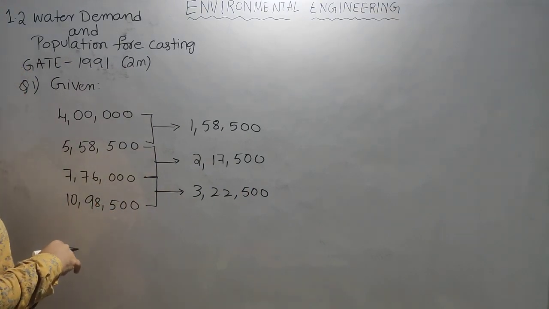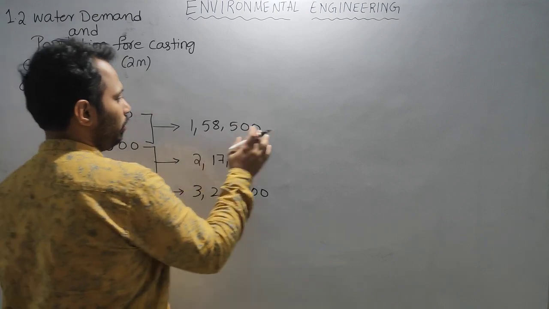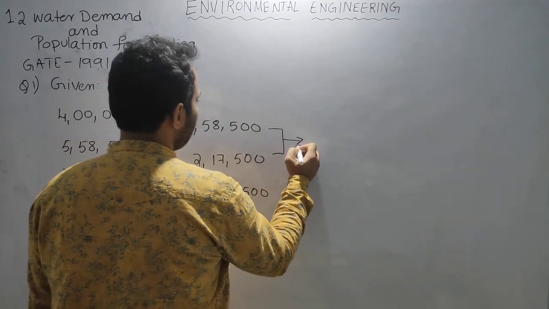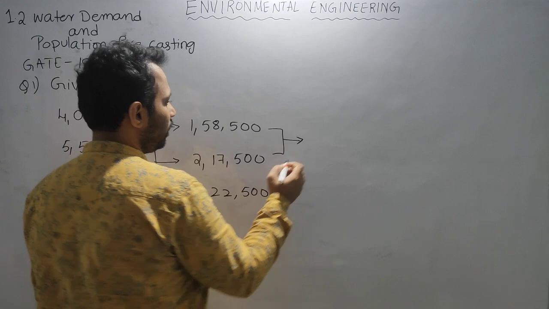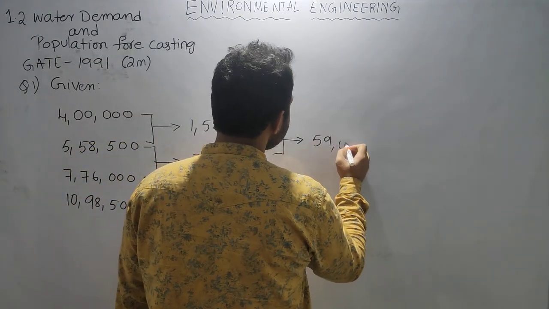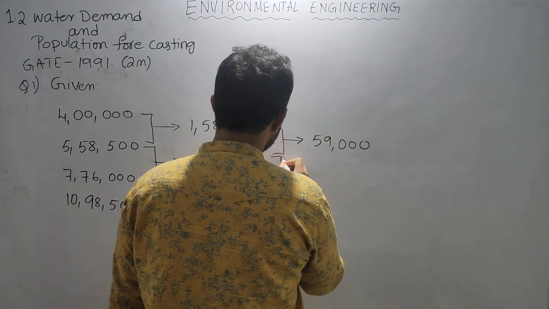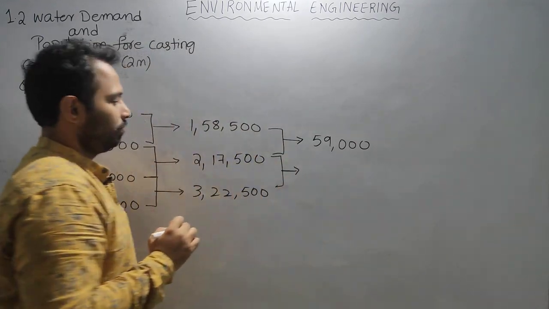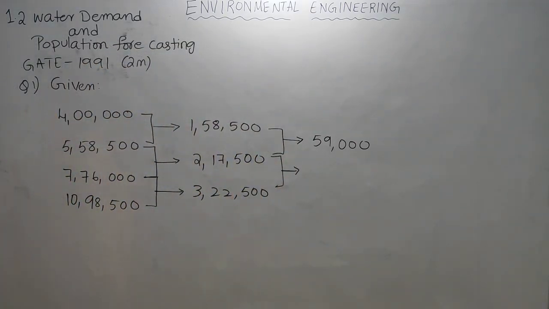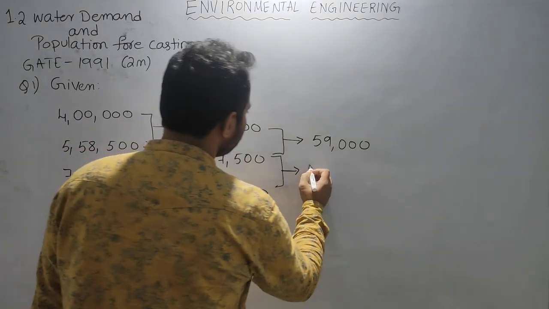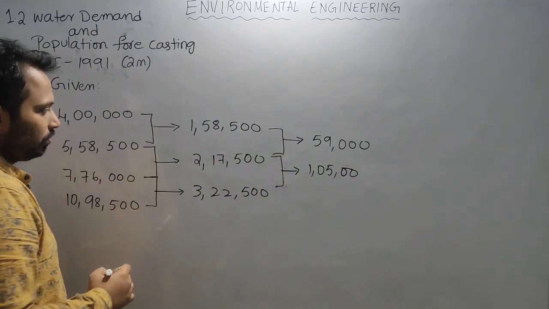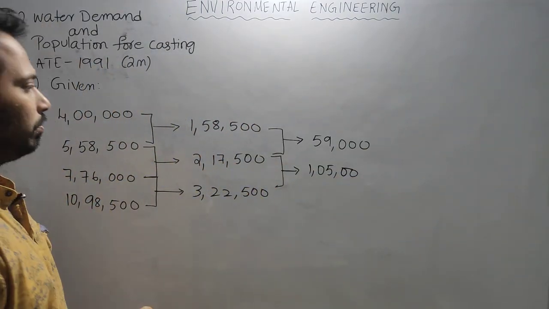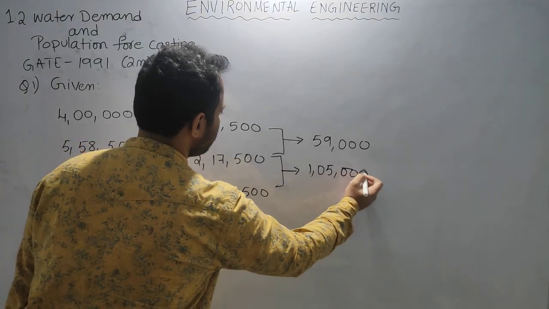If you look at the differences of these, it is 59,000, and then it is 1 lakh 5,000. So these are the differences.